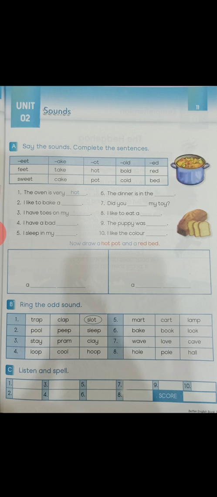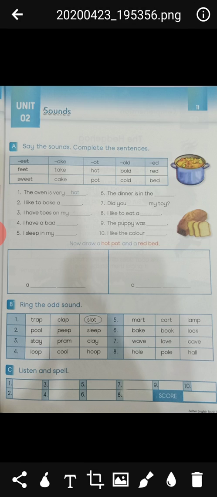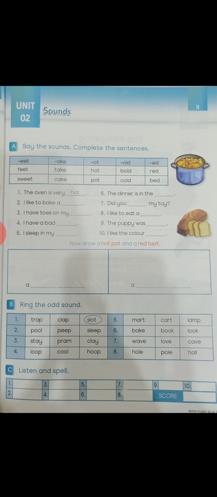Number 6, bake, book, look. Now look and book have same ending sounds, but bake is different. So circle the different sound. Number 7, wave, love, cave. Now wave and cave have same ending sounds, but love has a slightly different sound. So ring the odd sound. Circle the word which has different sound.